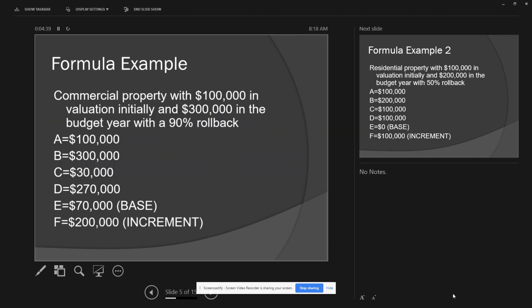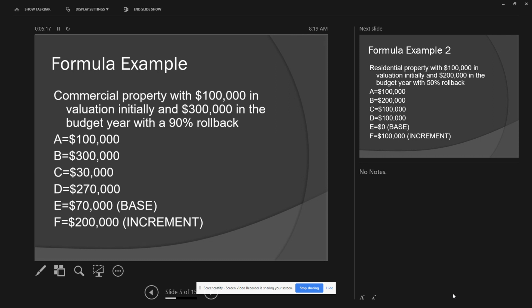Okay, so let's walk through an example. This is, of course, using smaller numbers than what you'd probably normally see. But say we have a property that's just fully commercial. There's $100,000 in value initially, so our frozen base is $100,000. But now, say it's 3 or 4 years later, there's $300,000 of value, 100%, in this budget year a couple years later. And we know it's commercial property, so there's a 90% rollback.